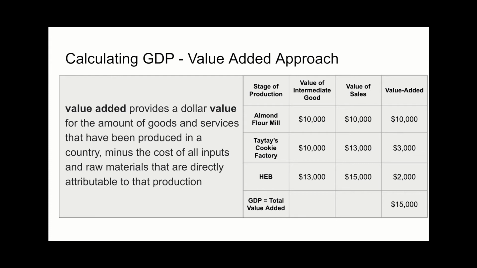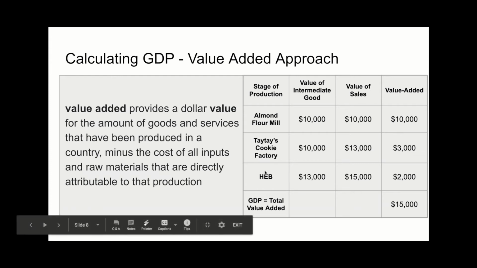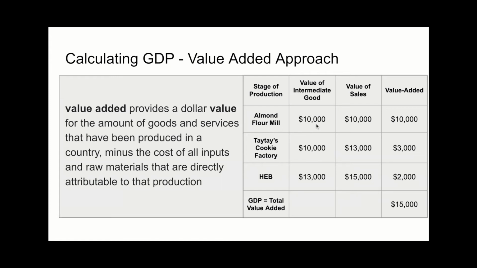So the way we would add this up: the almond flour mill makes almond flour. They have $10,000 worth of flour that they've produced. They sell that to a cookie factory for $10,000. So the value added to the economy by this almond flour mill is $10,000 worth of production.